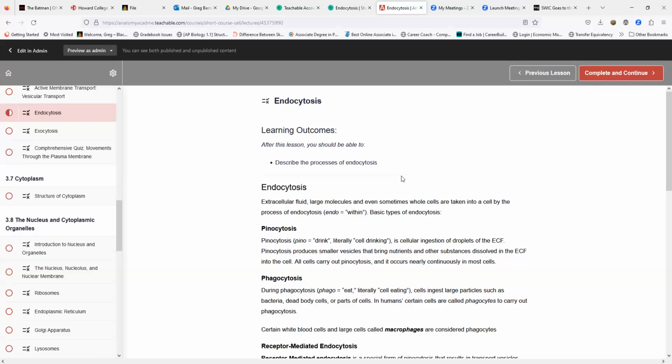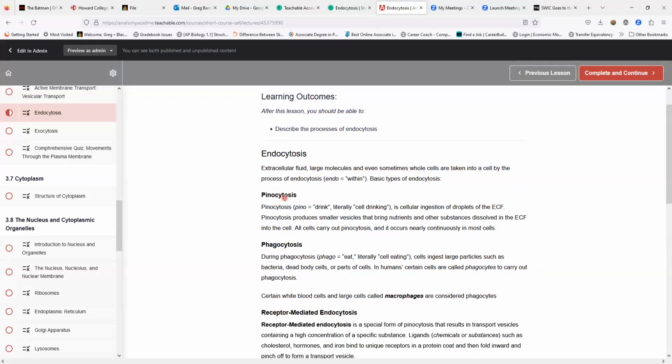Now we're covering active transport. This has to do with when a cell brings particles or fluids across the cell membrane, forms vesicles out of these, and brings them inside the cell. This is called endocytosis.